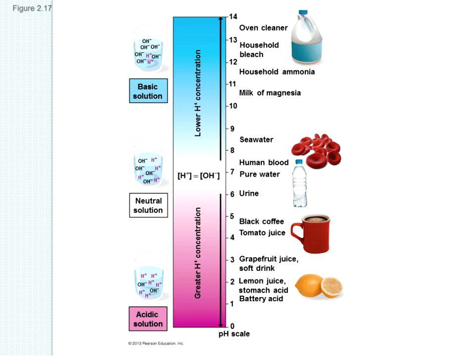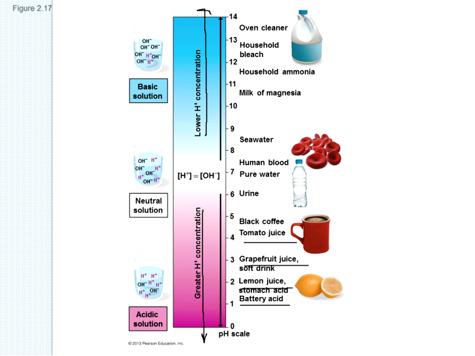This says lower hydrogen concentration as we increase in number. And this is greater hydrogen concentration as we decrease in number. That seems counterintuitive. It's based on the exponent that I was just showing you. But what you'll need to remember is anything that has a lower number is more acidic.